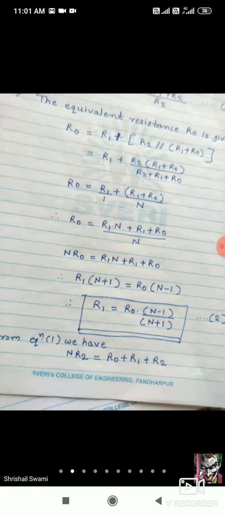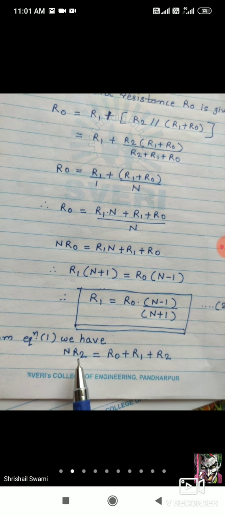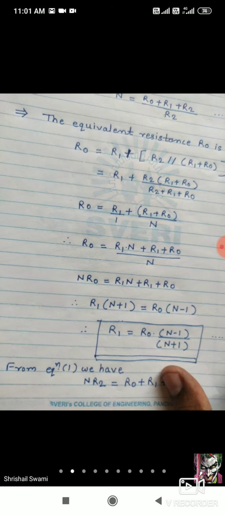Or before this, you can take the R2 term separately. Look at where R2 is: here nR2 is there and one more R2 is there. This R2 you can take to the left hand side, so that R2 remains on one side. If you take R2 common, R2 into n minus 1 remains, and on the right hand side it is R1 plus R0.